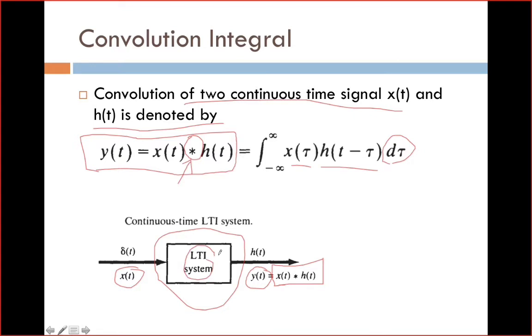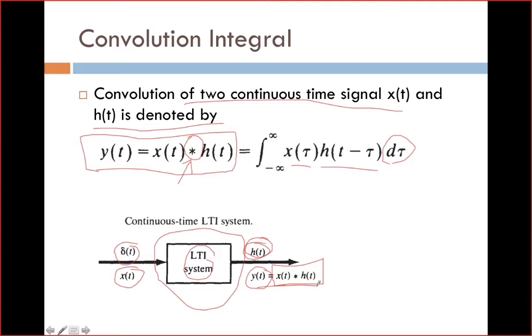Impulse response is nothing but the response of the system when the input is delta of t, that is h of t. So when you give x of t as input to the linear time invariant system, it will produce output y of t, which is the convolution of the input signal x of t and the impulse response of the system. Okay, y of t is equal to x of t convolution h of t. This is the theoretical part of the convolution integral.